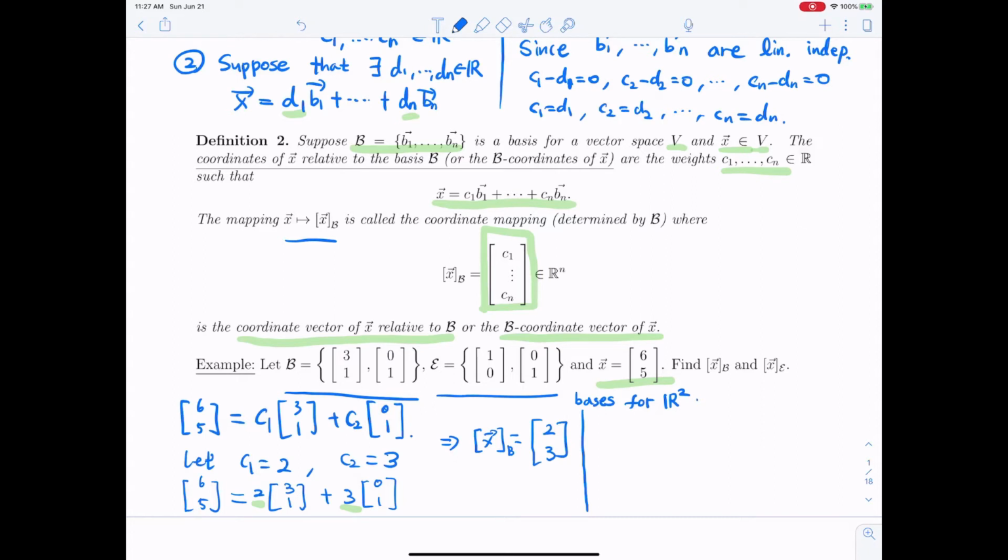On the other hand, for the E coordinate, we can decompose 6 and 5 into 6 times 1, 0 plus 5 times 0, 1. If you collect the coefficients of this linear combination, then the E coordinate for the given vector x is given by 6 and 5. So here you can tell that when the basis is the standard basis, the coordinate vector for x is the same as the original vector x given above.